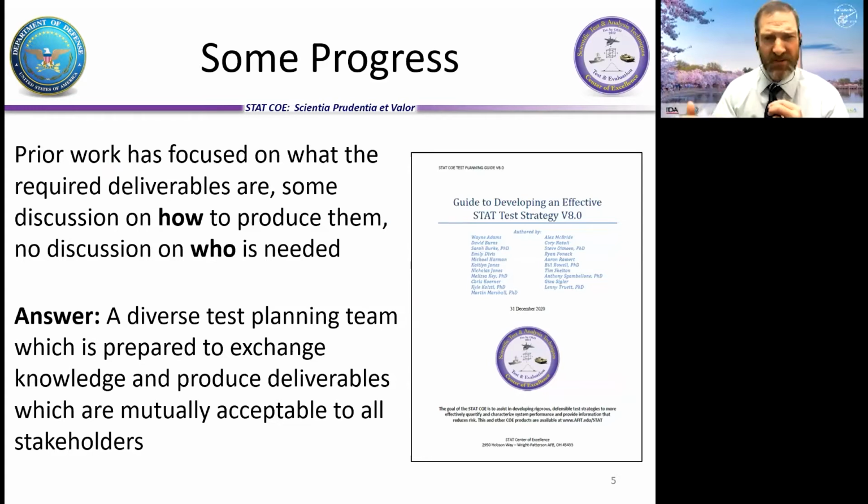If I could put the answer in one sentence, it's right there: you're going to need a diverse planning team which is prepared to exchange knowledge, learn and teach, and produce deliverables which are mutually acceptable to all stakeholders. And there's going to have to be give and take.